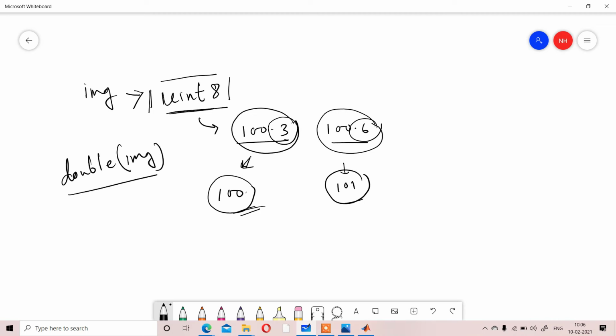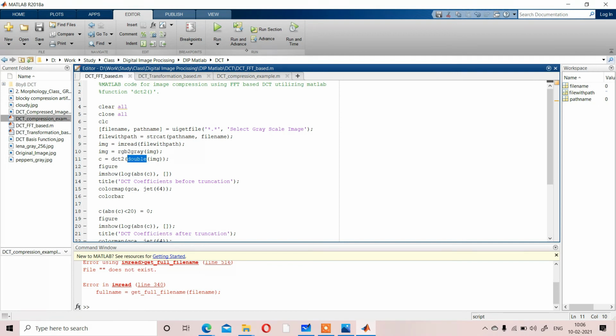If you make it double, then whatever the value of each pixel, it remains like that. So if the pixel value for, suppose, position P11 is 100.3, if we use double of IMG, it will remain at 100.3. It will not consider 100. So that is the reason we are considering double of the image, so that there should not be any error in the discrete cosine transform. Clear?